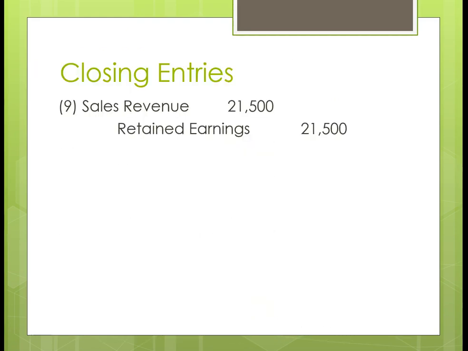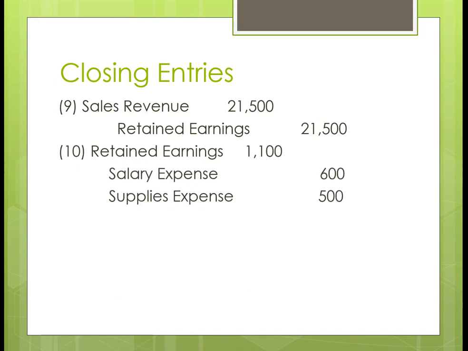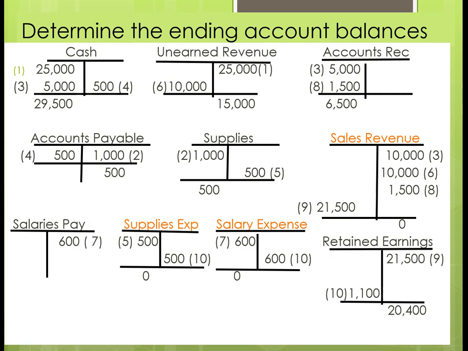Our closing entries would look like this. Our sales revenue would go to retained earnings. Now the difference between these two should be our net income. Now we can take a look at what that looks like. So here we go. We have transferred our sales and zeroed out that account. We've zeroed out supply expense and we've zeroed out salary expense.